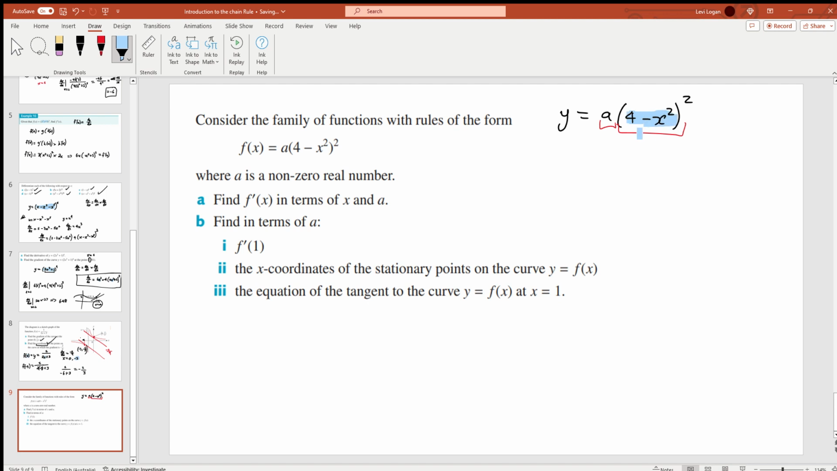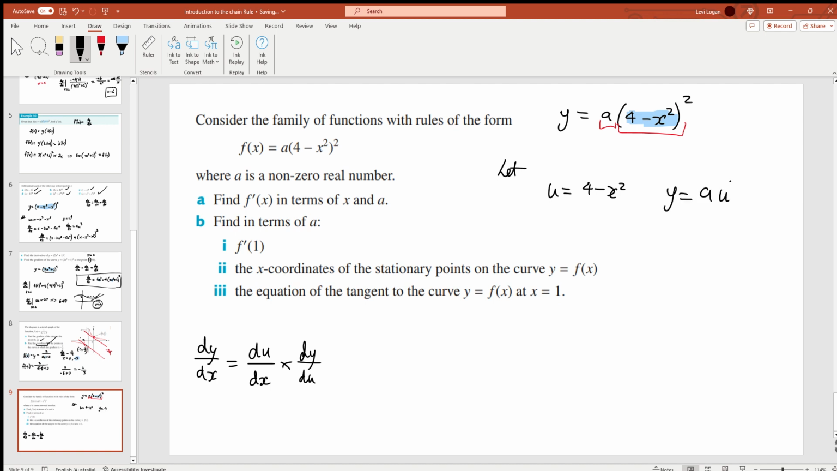Inside function is here. So I'll just write the chain rule down here. So dy dx equals du dx times dy du. So let u equal 4 minus x squared. So that means y is equal to a u squared, okay? Because a is a number. So du dx is going to be minus 2x. dy du is going to be 2au.